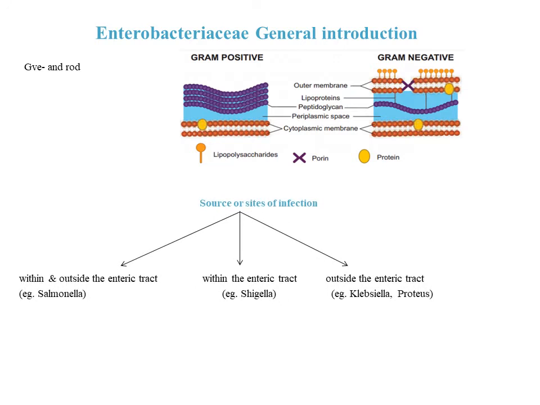Second, a characteristic feature of Enterobacteriaceae is their natural habitat in the intestinal tract of humans and animals. Third, some enteric organisms are part of the normal flora, for example Escherichia coli, whereas others are regularly pathogenic for humans, such as Salmonella and Shigella.